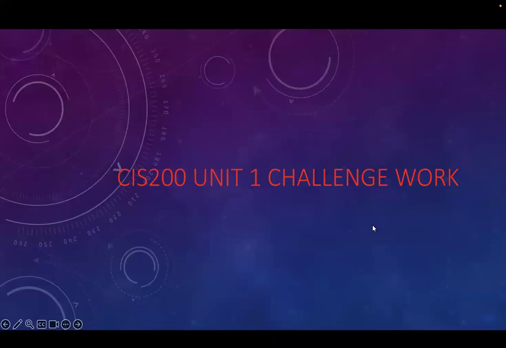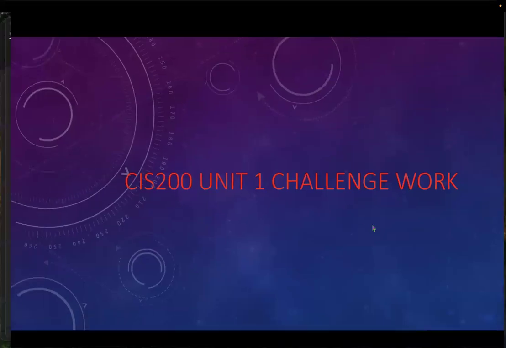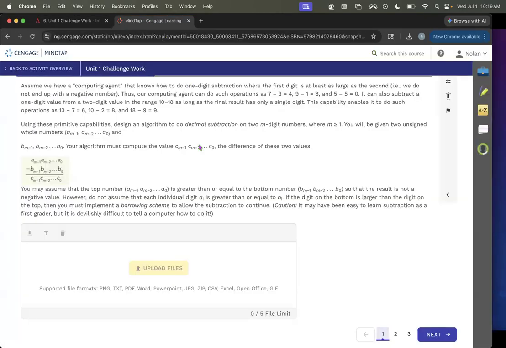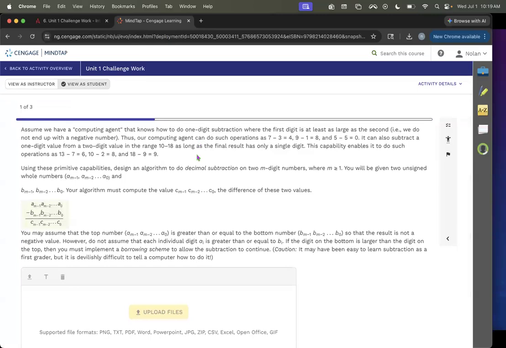Hello, this is for CIS 200 Unit 1 challenge work. Now, this is on Lesson 1, Page 6, Unit 1 challenge work. You would launch the activity by clicking it right here, and it will open in Cengage. Sometimes these questions are ordered differently. That is all right. We're going to start with question 1.